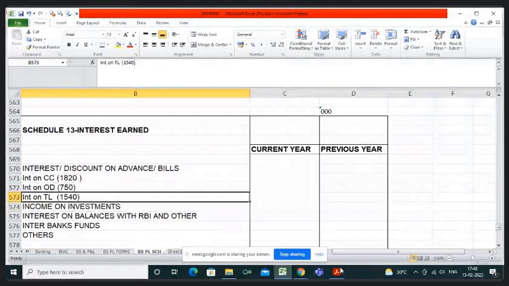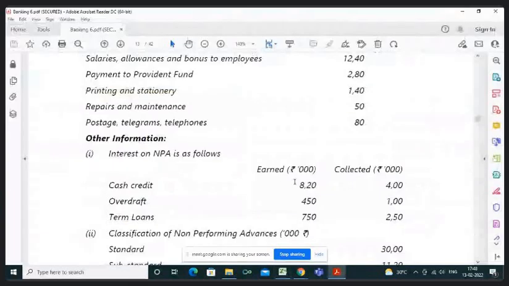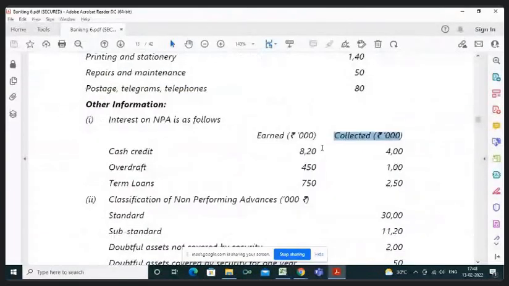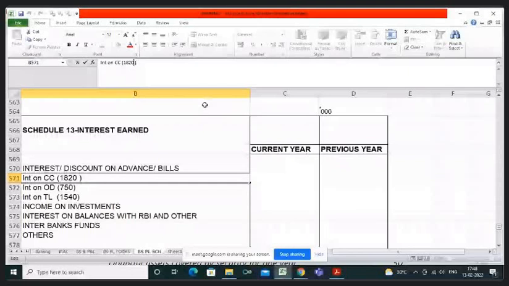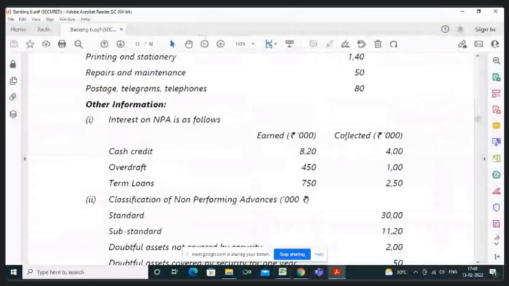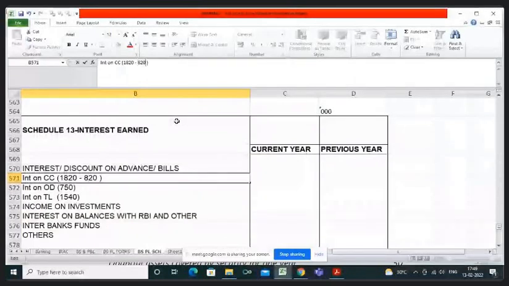So what is the adjustment we have to do? These figures consider the interest earned, but what we need to consider is interest collected. So from these figures, we have to deduct these and add these. From this 1820, what do I have to deduct? Interest earned, 820. And how much should I add? Interest collected, 400. Minus 820 plus 400.